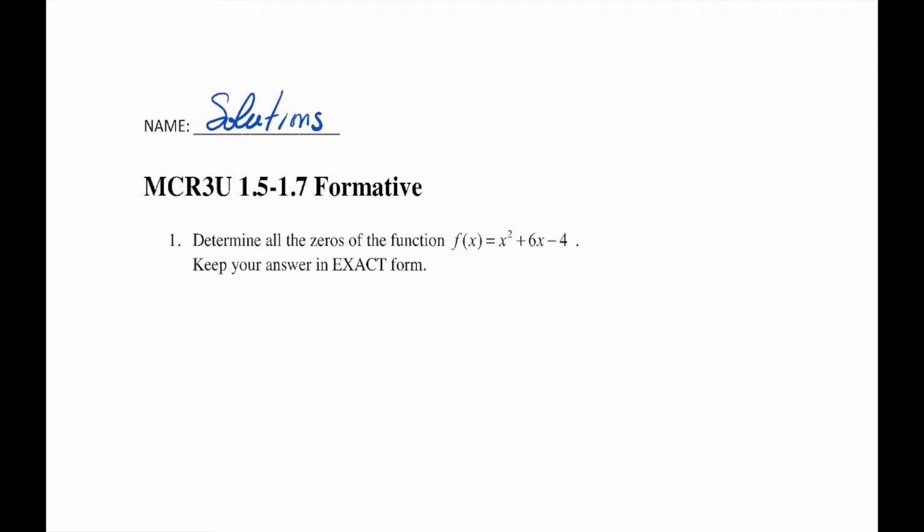So these are the working solutions for the formative we just had for dealing with 1.5 to 1.7. The first question asks us to find the zeros of the function f of x is equal to x squared plus 6x minus 4. Finding the zeros means that we really want to find where the answer is 0. That implies that f of x would be 0. And so in this case, what are all the values of x that make this equation true? Or specifically, where are all the values of x that make the equation equal to 0?